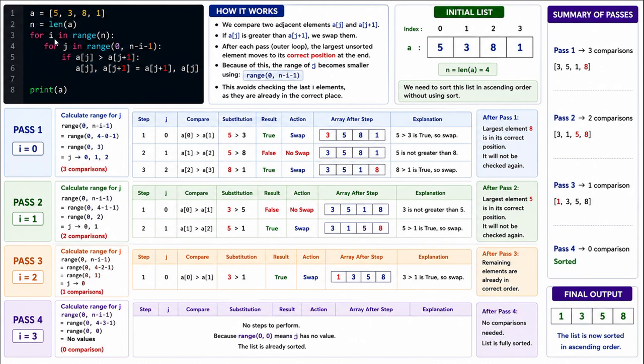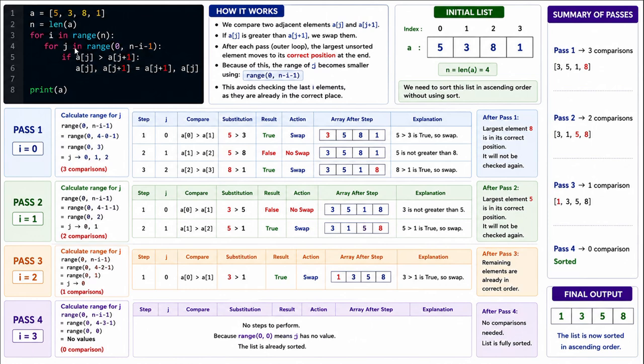Here for i in range of n. What is n here? We already know it is 4. Now what is the range here? 0, 1, 2, 3. The range starts from 0 and ignores the last number, which is 4. So the range is 0, 1, 2, 3.